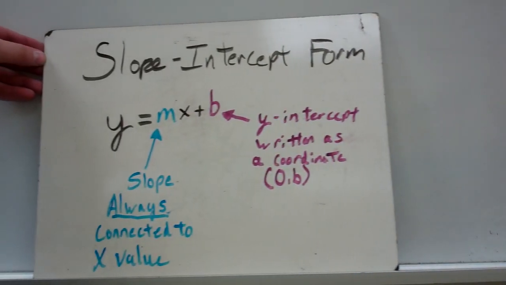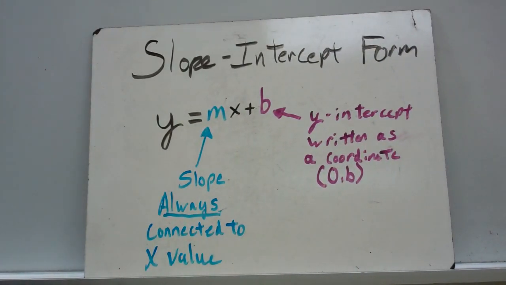So the y-intercept is going to be a coordinate. Alright, so let's look at a function. This is the slope-intercept form. This is our basic linear equation. You will be using this quite a bit, not only this year, but in years to come.